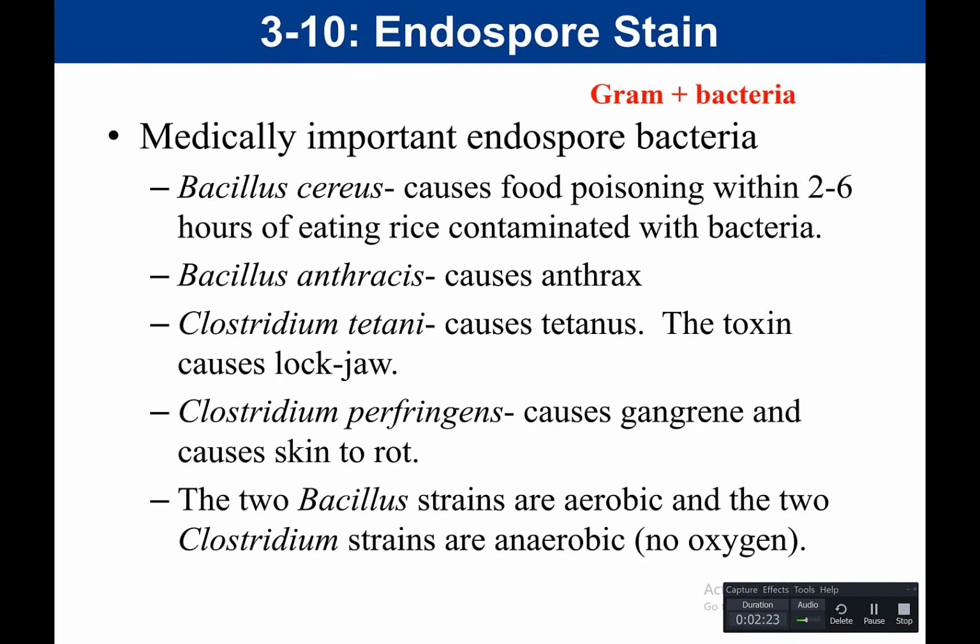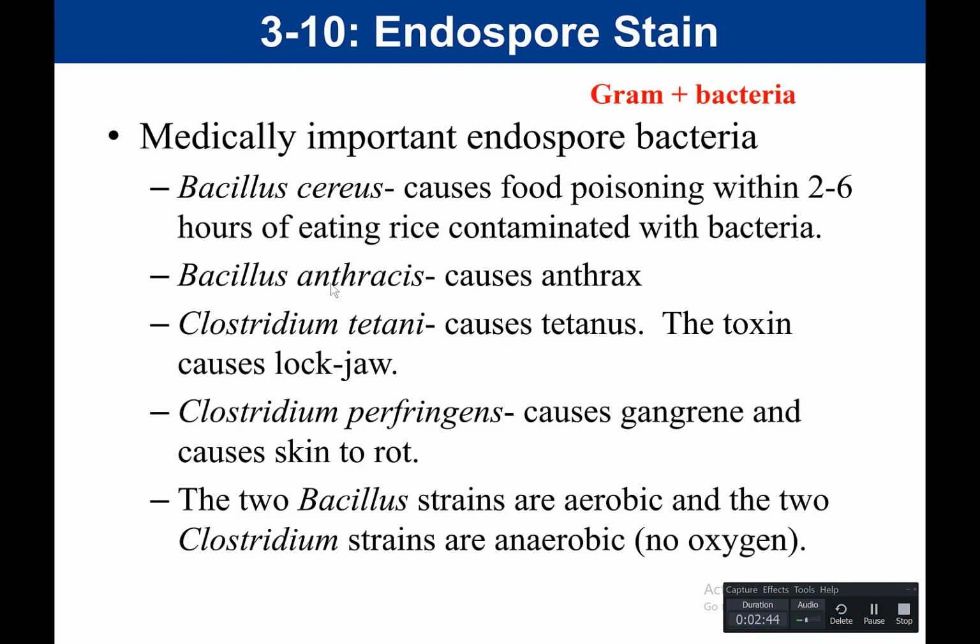In terms of examples of endospore producing bacteria, again, you don't need to know the whole list. I gave you the organism that you would need to know, and that is that Bacillus anthracis would be your example organism of a bacteria that produces an endospore, and that causes anthrax.